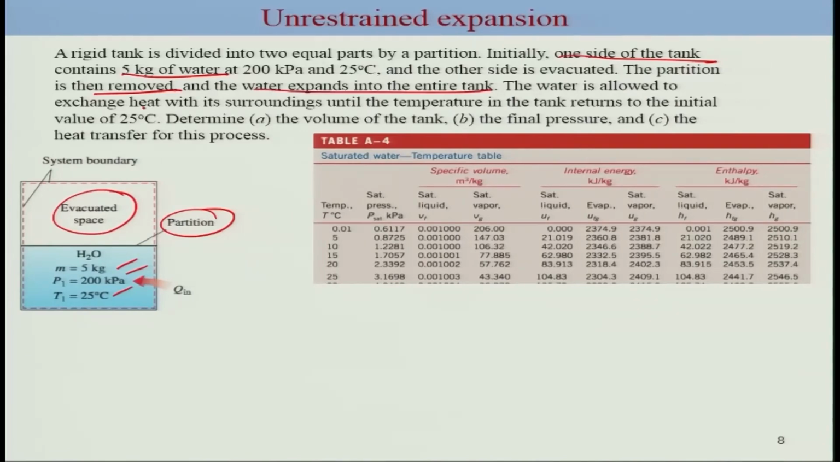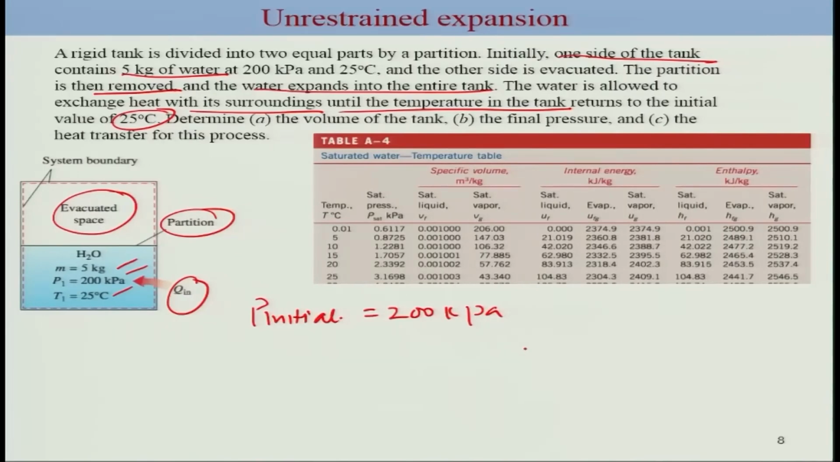Water is allowed to exchange heat with its surroundings, so there is a heat transfer until the temperature in the tank returns to the original 25 degrees Celsius. So this is the final temperature; the initial temperature is also given. What we need to find out is the volume of the tank, the final pressure and the heat transfer for this process. Let's first look at the volume. What is given to us is P initial, which is 200 kilopascal.